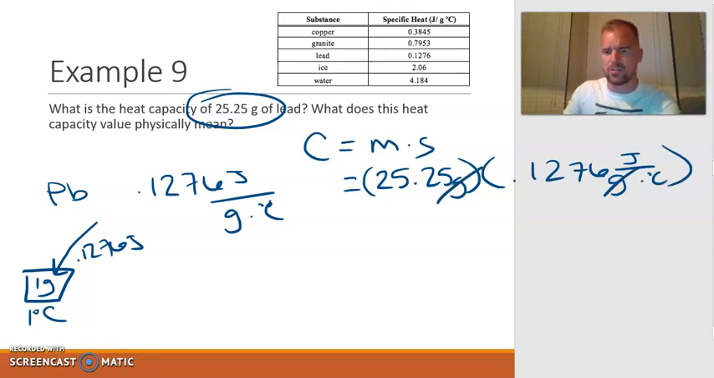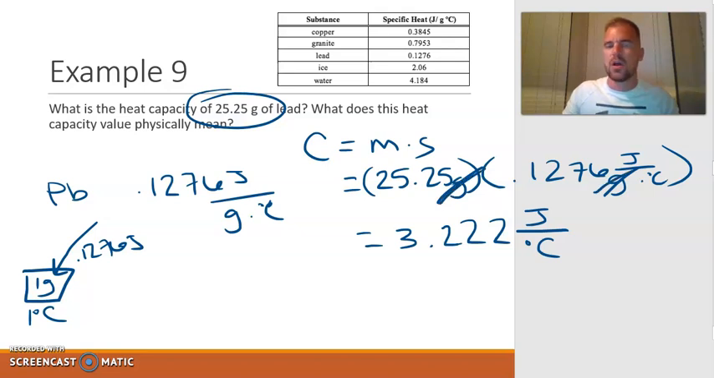The grams will cancel, and so my heat capacity, let's calculate it, 25.25 times 0.1276, ends up being 3.222. And notice what the units are for heat capacity. It's joules per degrees Celsius. Grams were canceled out. So what does that mean? It's going to take 3.222 joules of energy to raise this particular quantity of lead by 1 degree Celsius. It takes that much energy to raise this 25.25 grams by 1 degree Celsius.